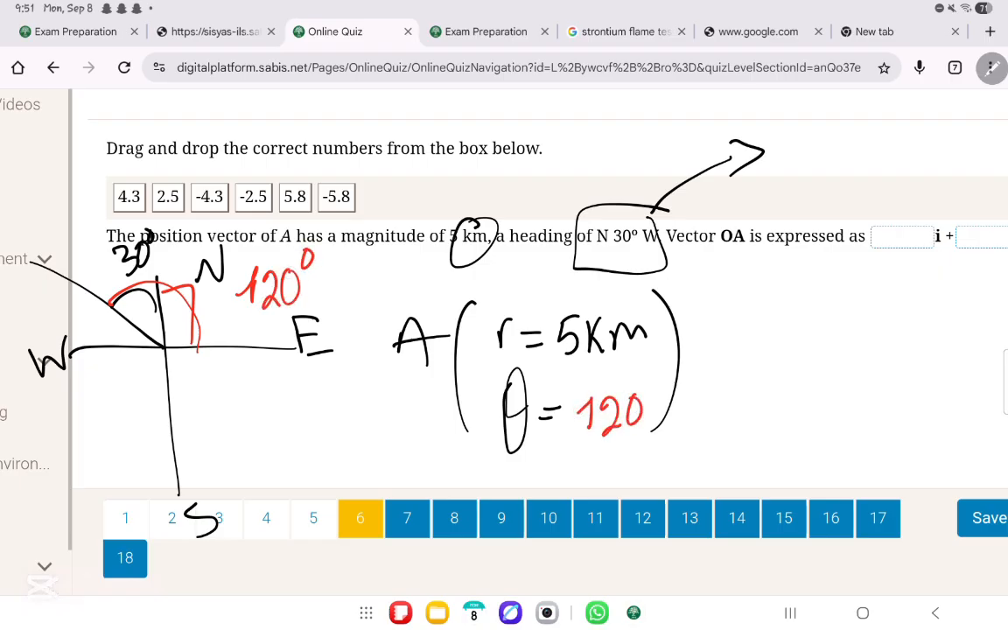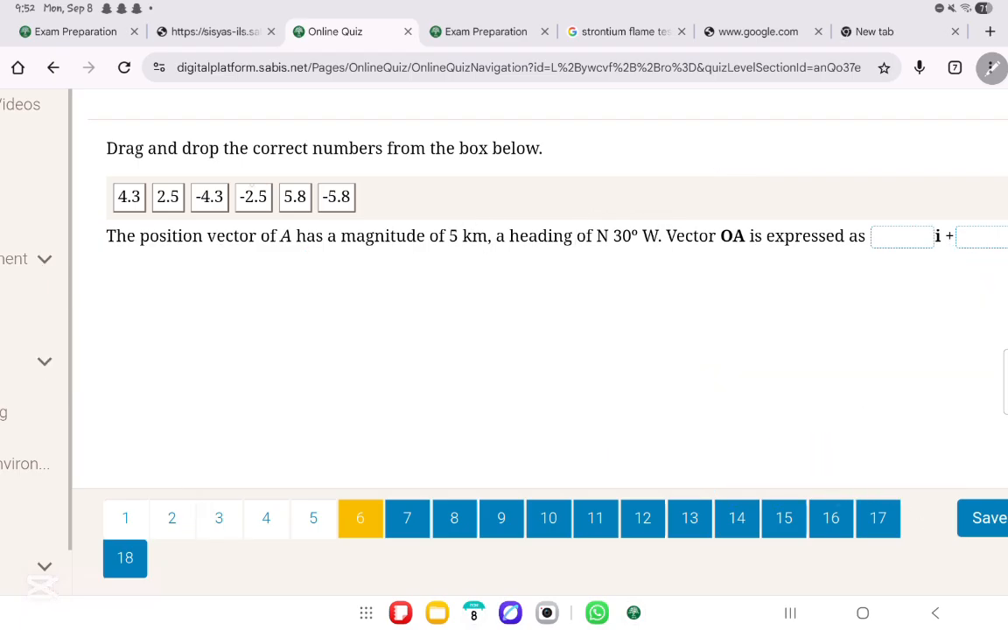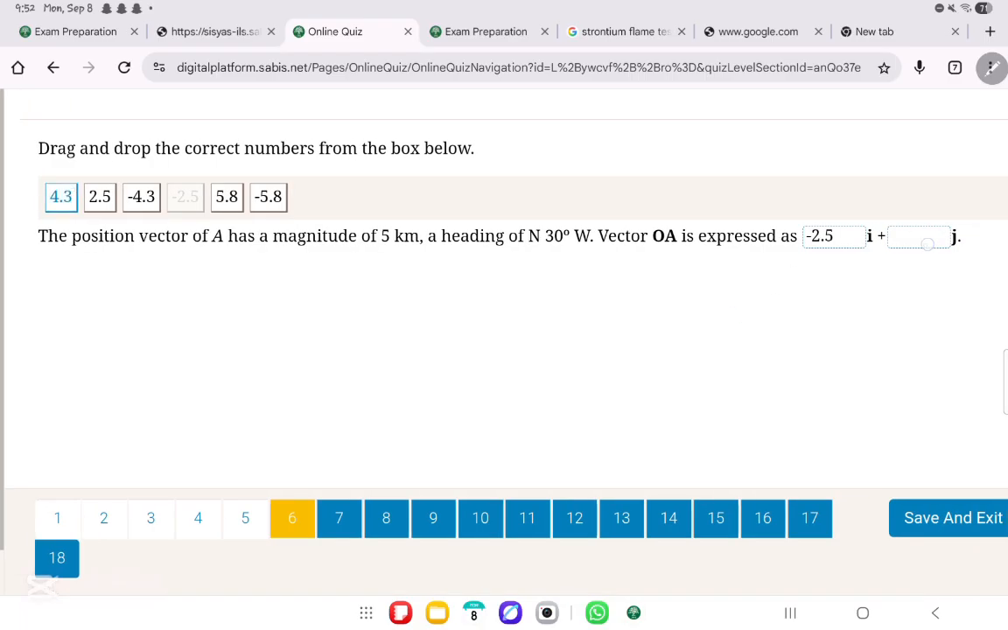Now that we have the magnitude and theta, we'll be able to find the Cartesian coordinates, which are i and j. How do we find it? r cosine theta i plus r sine theta j. So in this case, it's going to be 5 cosine 120 i plus 5 sine 120 j. Put it on the calculator and you're supposed to get an answer which is minus 2.5i plus 4.3j. So the final answer is minus 2.5i plus 4.3j. Let's move on to question number 7.